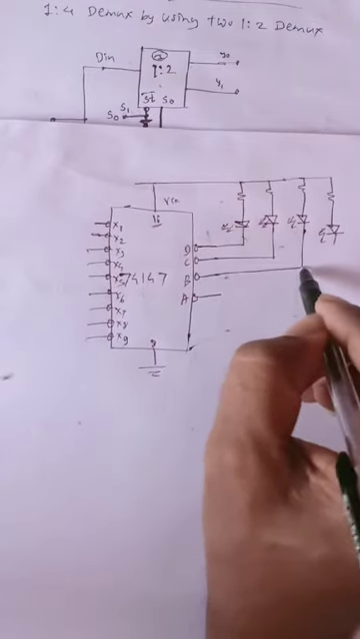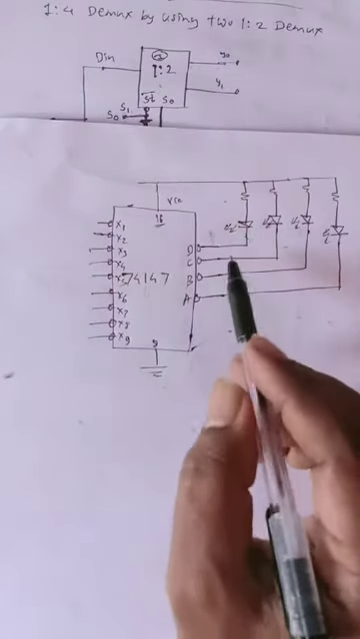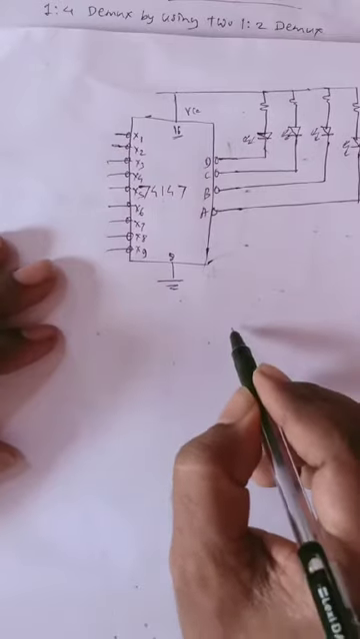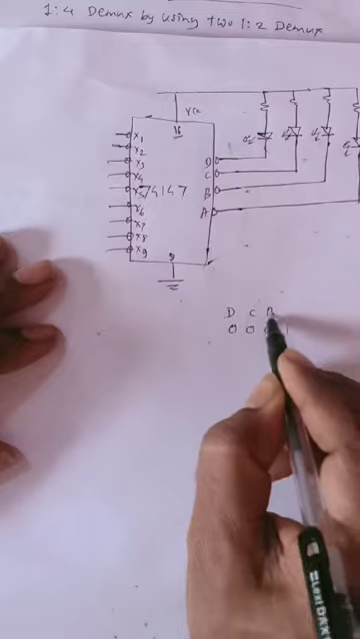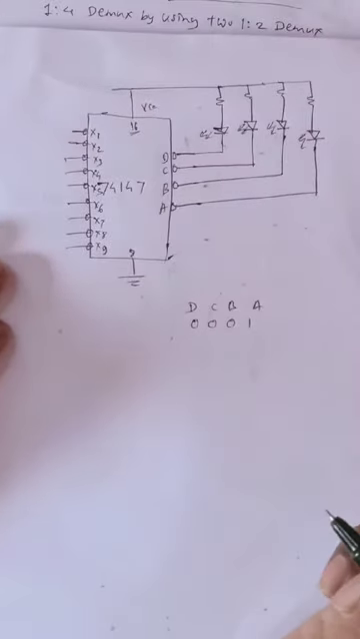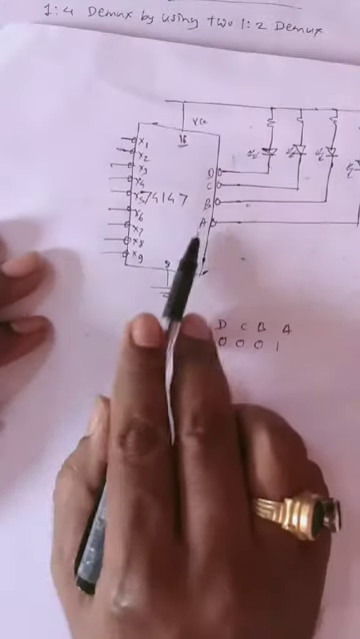Okay, so we connect like this. Because if you want output 1, 0, 0, 0, 1, so this is DCBA. Okay, what happens in that case? If this is DCBA, that means these are active low.